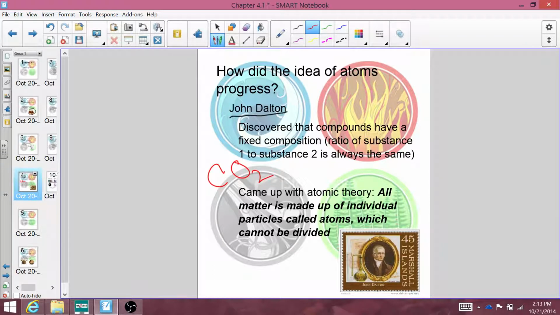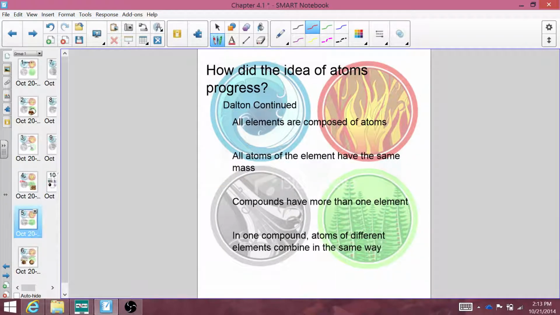So there are 4 main components to Dalton's atomic theory, and this is really the basis for the atomic theory that we understand today. Dalton said that all elements are composed of atoms. Now, we're no longer talking about the elements of earth, wind, fire, and water. We're now talking about the actual elements of the periodic table. Obviously, they didn't know that all of them existed yet, but they had a pretty good idea of a big chunk of them. So he said that all elements are composed of atoms, these small particles.